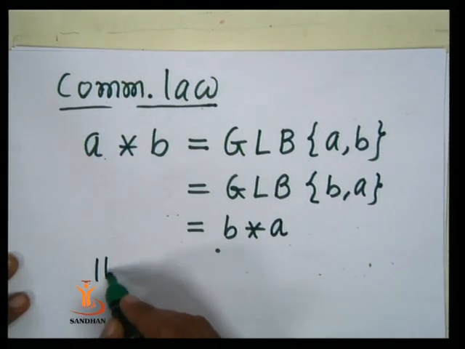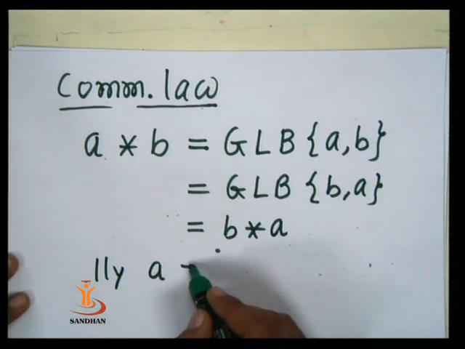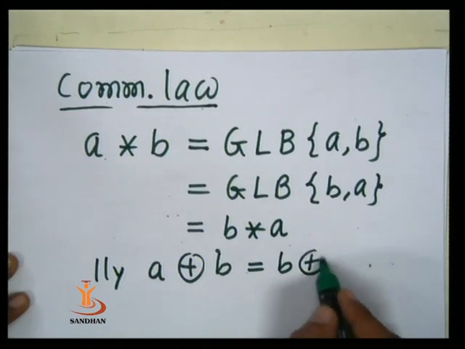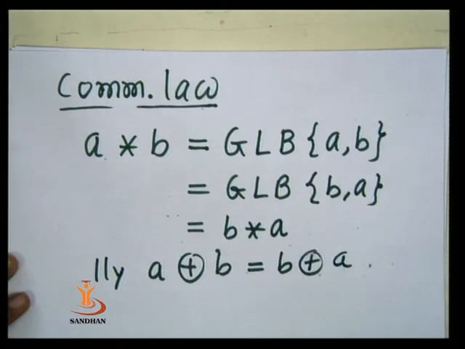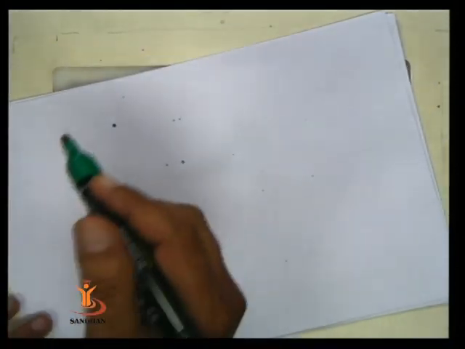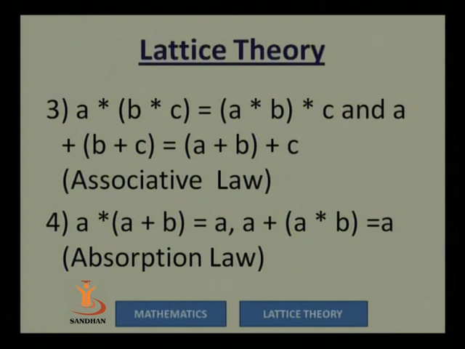In a similar fashion, you can check that A ring sum B is also the same as B ring sum A. By the definition, the least upper bound of A and B is the same as the least upper bound of B and A. Similarly, we can also consider the associative laws. We are going to see the associative laws.